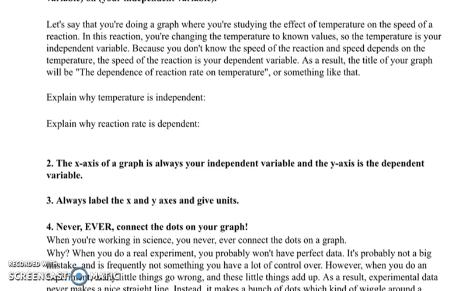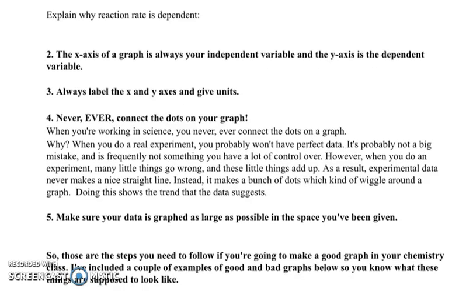Number 4 is never, ever, ever connect the dots in your graph. Why? Because you're doing a real experiment, you're finding real data. Real data is never perfect. There's always some error, which we'll talk about later. It's probably not a big deal, and it's frequently not something you have a lot of control over. That's your error. However, when you do an experiment, many little things can go wrong, and these little things do add up. As a result, the experimental data never makes a straight line. Instead, it makes a bunch of dots which kind of wiggle around a graph.